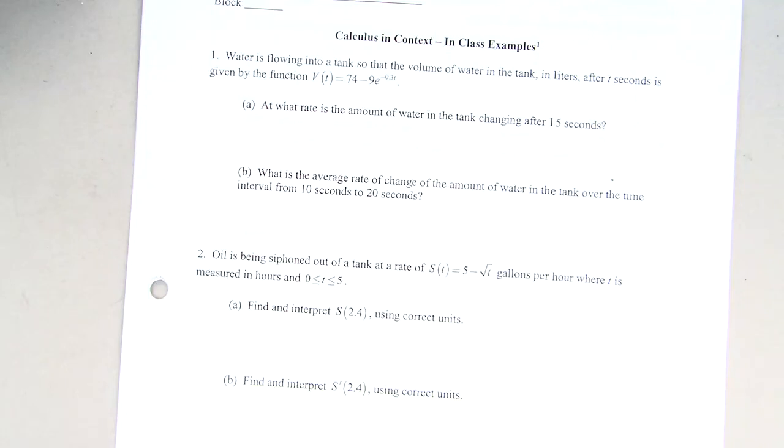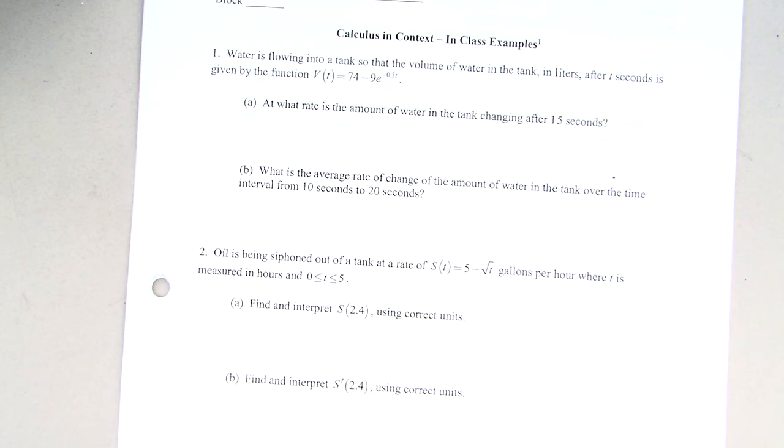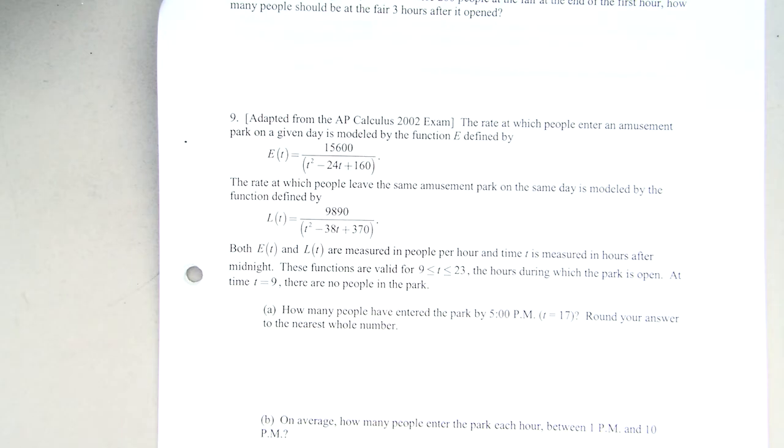So we're going to keep going with the calculus and context stuff. We were in the middle of that amusement park problem with a rate that people were entering the park, a rate people were leaving the park. Can you go to page 5, reread the problem on page 5, and after you've done that, please store E and L in your calculator for L1 and L2.